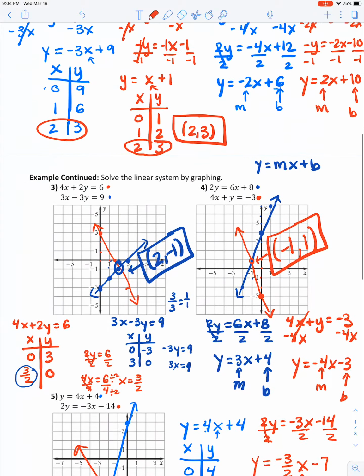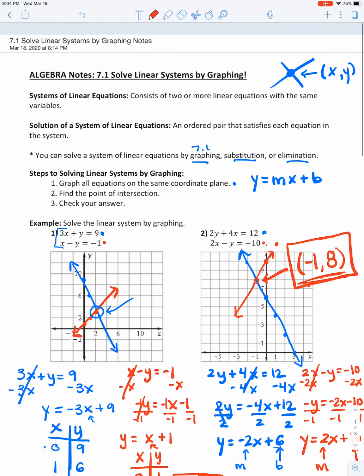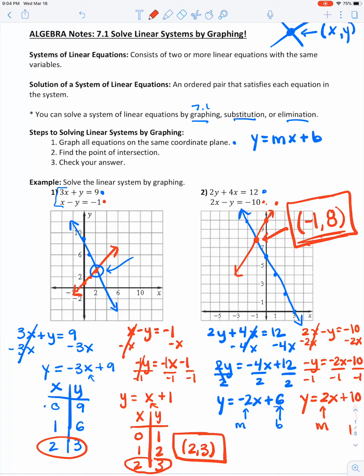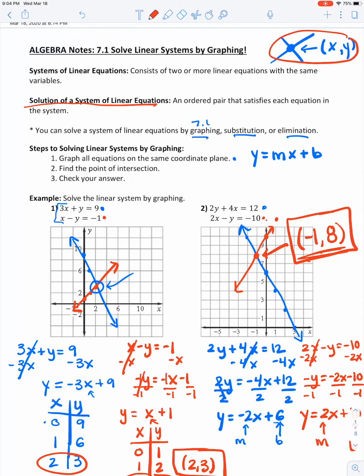So just to be clear, the main purpose of this lesson was to ask, where is that point of intersection of our lines? That is called the solution of a system of linear equations. It is this point on a graph where two lines intersect, where they touch. And you will find that with a coordinate point, an x value and a y value.